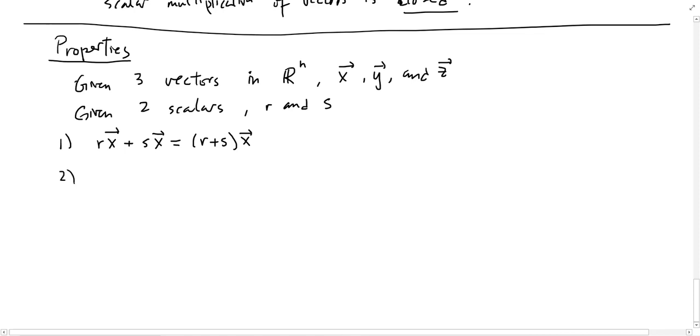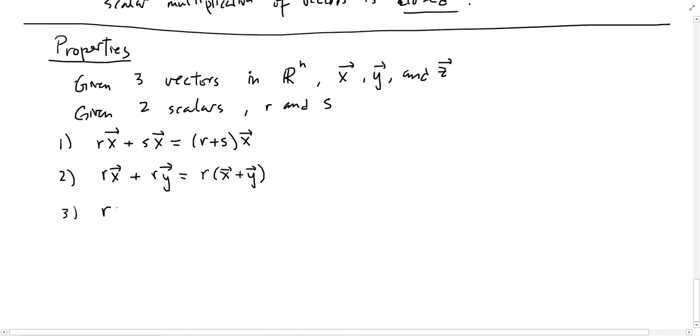So property number two is this. What if you have r times vector x plus r times vector y? In this case, this tells me once again to do two scalar multiplications first and then add them together. And what this says is that you can actually add the two vectors together first, vector x plus vector y, and then multiply by r. Once again, this is also called the distributive property or factoring property, depending on which way you look at it.